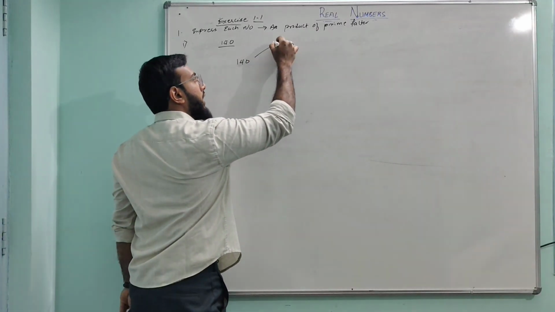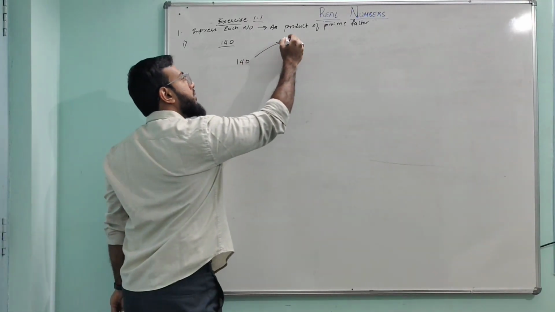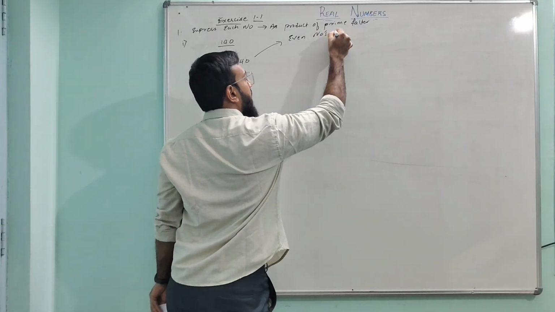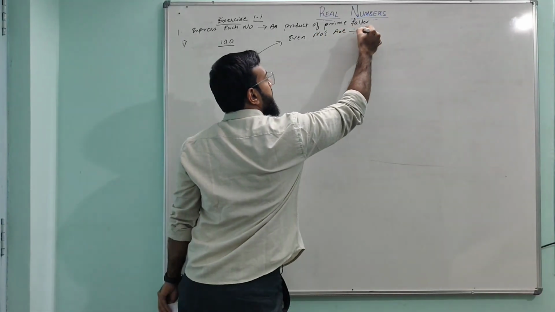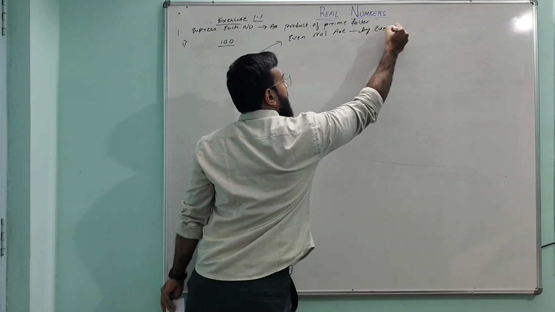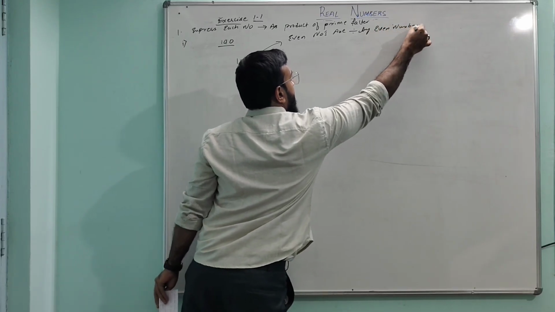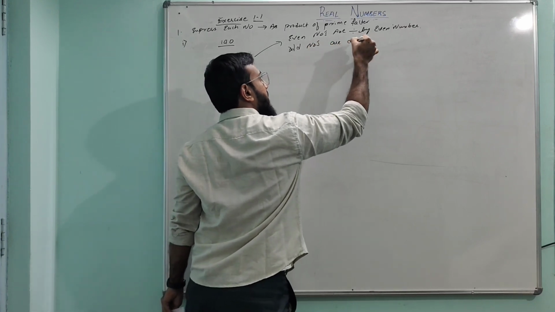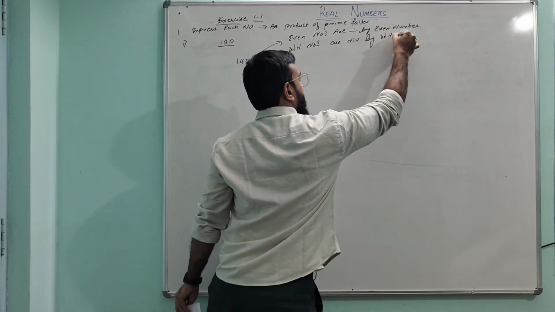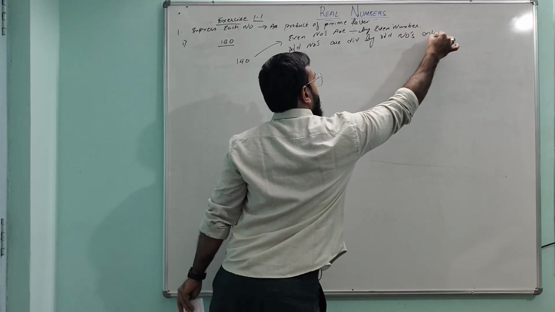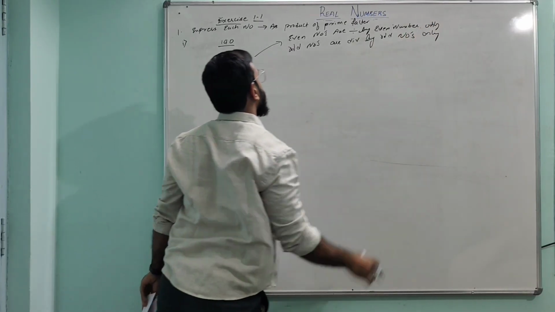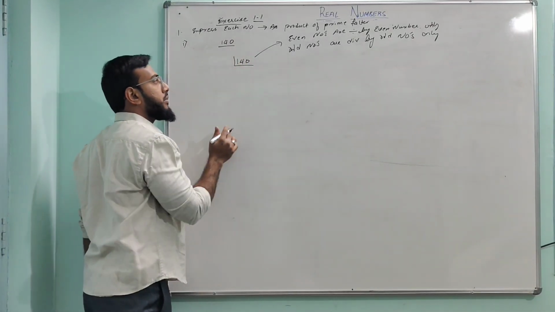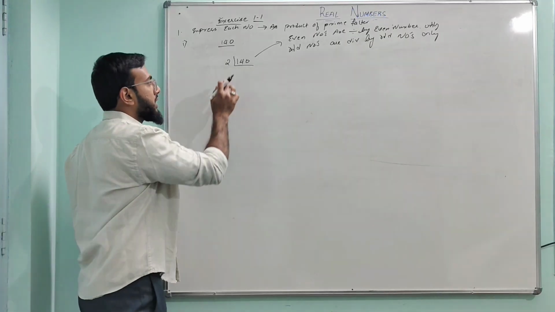I have already told you, keep in mind: even numbers are divisible by even numbers only, and odd numbers are divisible by odd numbers only. Now 0 is an even number, correct? We'll start with the smallest prime number, that is 2. The least prime number is 2.